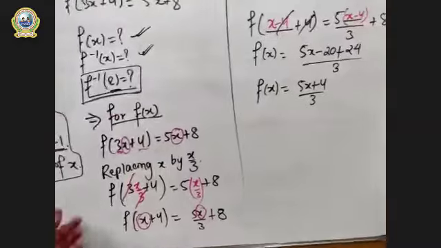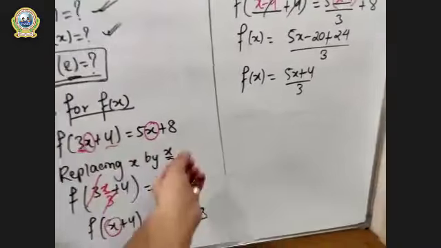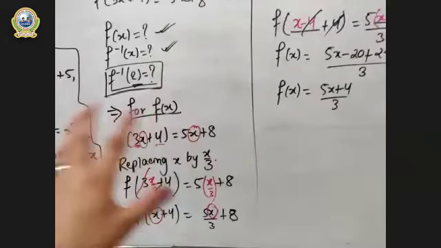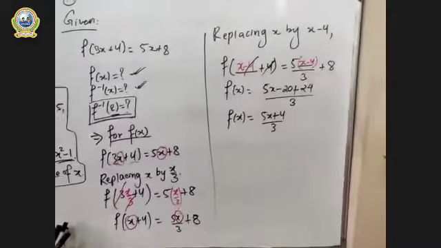You can directly write this x by 3 without writing the replacing x by 3. This is not necessary. This is not compulsory. You can just write the steps only. Is this clear up to here? This is how we calculate f(x).